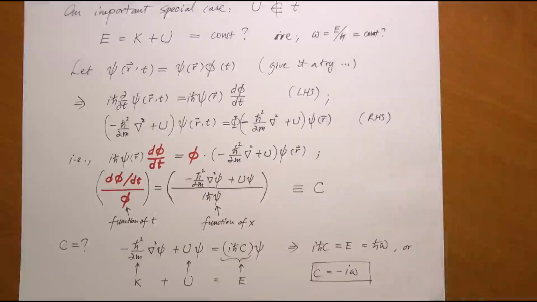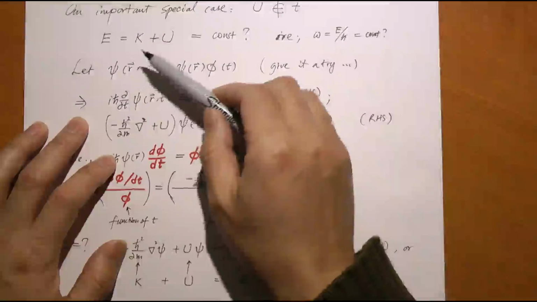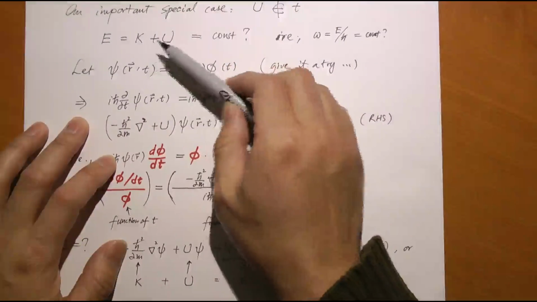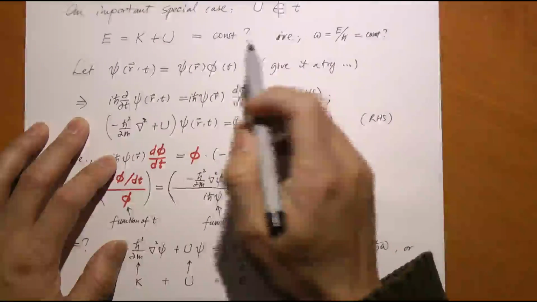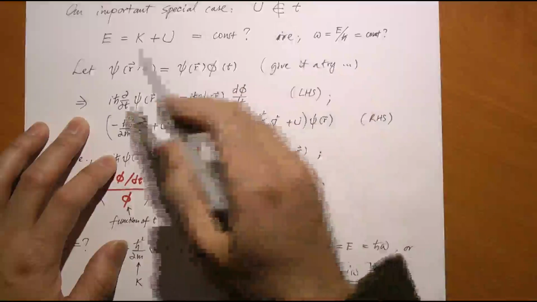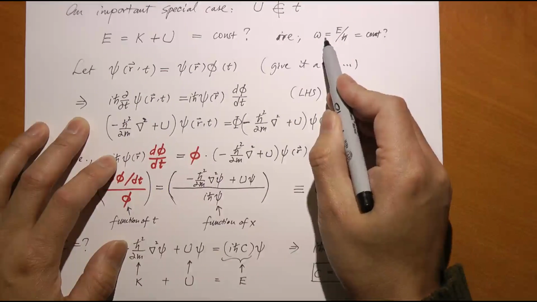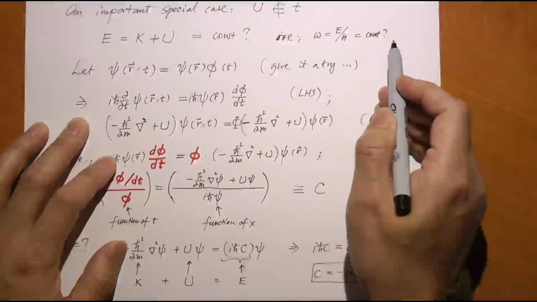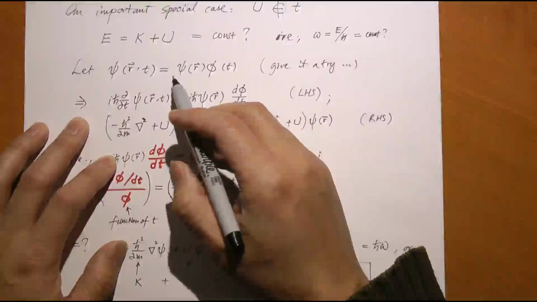Well, let's see what we can do. That's an important special case. We suspect that in our case, we still have the total energy, which is kinetic plus potential, equals a constant if u doesn't depend on time. But in quantum mechanics, we know the energy is related to omega, the frequency. So therefore, we suspect that omega might also be a constant. Now, is that true? Can we simplify the Schrödinger's equation in this case?